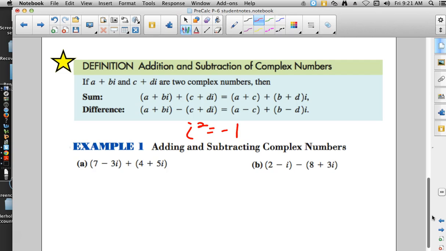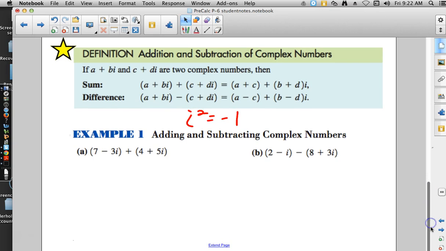we have to notice that. So the algebra will be the same, but when we're done and we see something that says i squared, we say, wait a minute, I'm supposed to substitute, oh yeah, -1 in there for that. That's what happens.